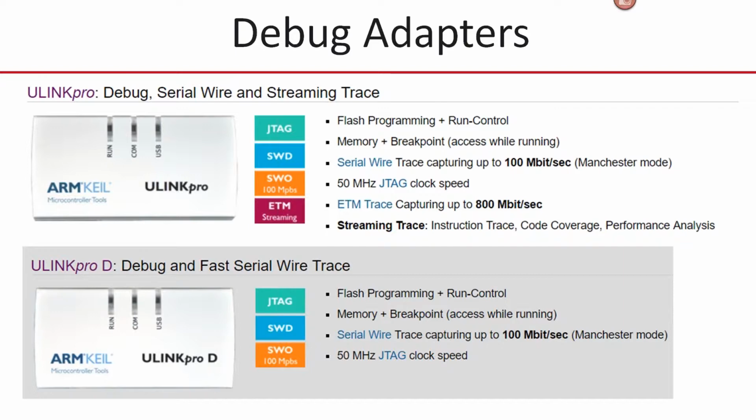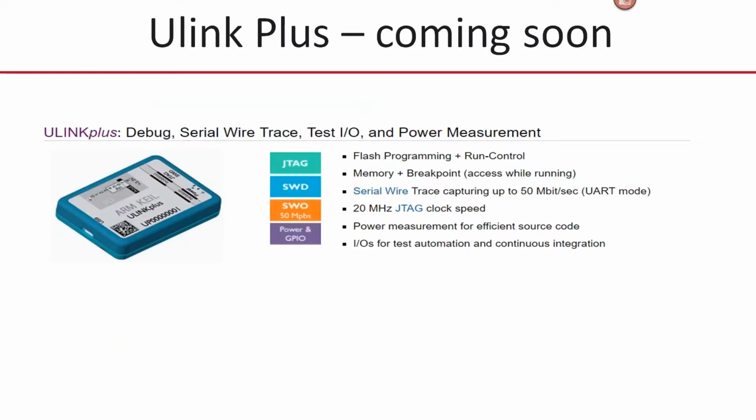In the very near future, there'll be a new debug unit called the ULINK Plus. This features, again, access to the instrumentation trace, the data watch trace. So again, we get all of the standard access to the debug units, but it doesn't support the ETM. However, what it does include is a number of programmable IOs, like a logic analyzer, that we can use to stimulate our hardware.